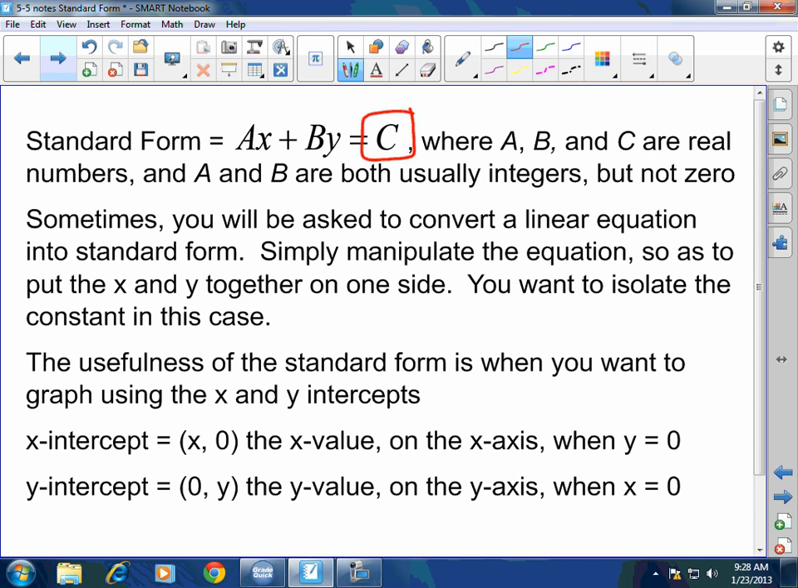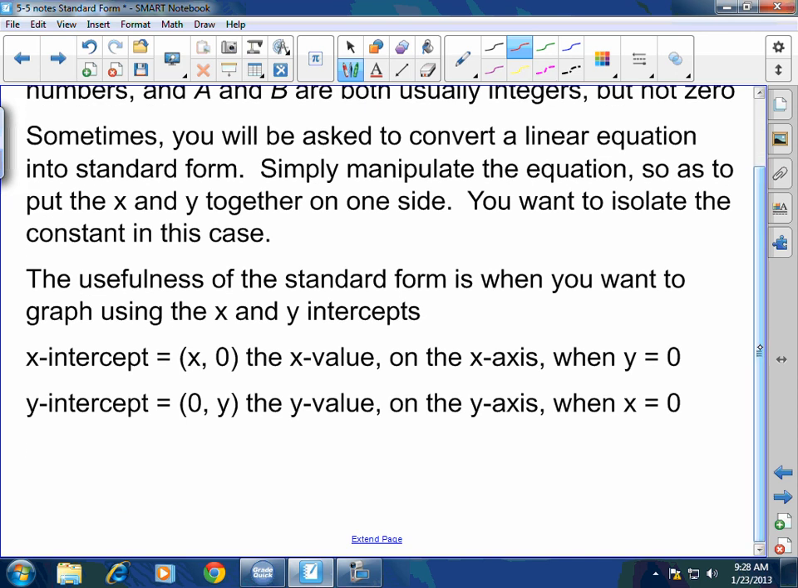Now, the usefulness of the standard form is when you want to graph using the x and y intercepts. We've talked about this concept of intercepts. Some of us understand it clearly. Some of us from the last test I just saw still need some refresher. When we're talking about an intercept, my friends, it's a value based on the other variable being 0. When I want to find the x-intercept, it is going to be the x value, check this point out, the x value when y is 0. It's the x value on the x-axis when y equals 0.